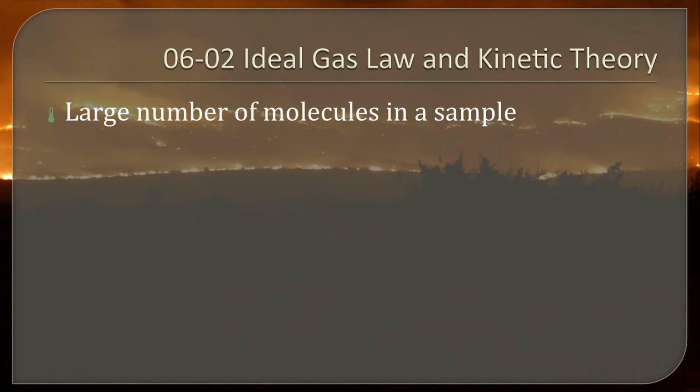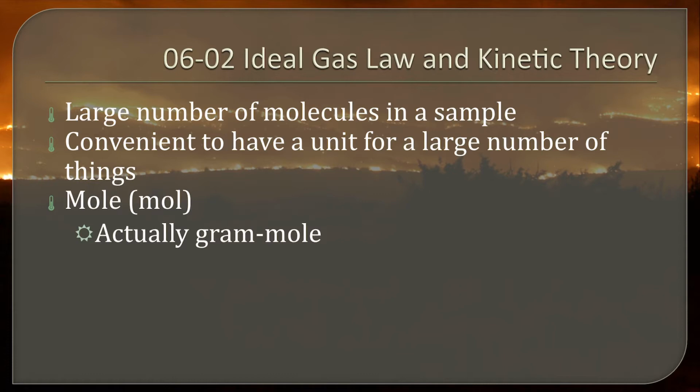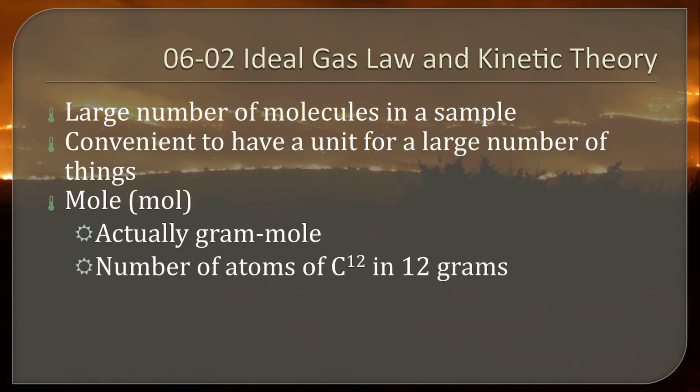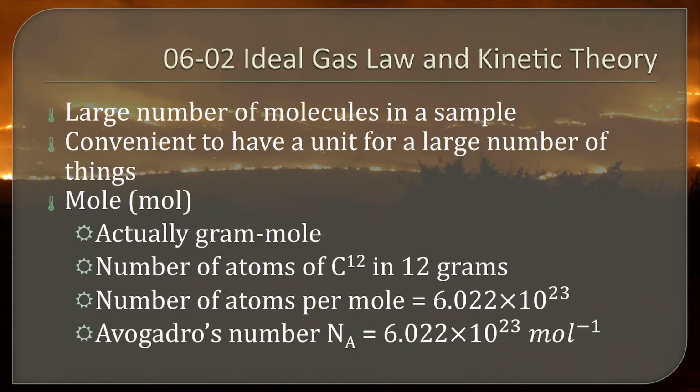There are a large number of molecules in a sample, so it's convenient to have a unit for a large number of things. Well, that unit is a mole. It's actually called a gram mole, and it is the number of atoms of carbon-12 in 12 grams. And so the number of atoms per mole is 6.022 times 10 to the 23, which is called Avogadro's number, 6.022 times 10 to the 23 per mole.